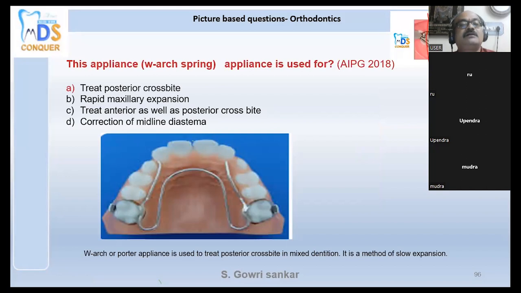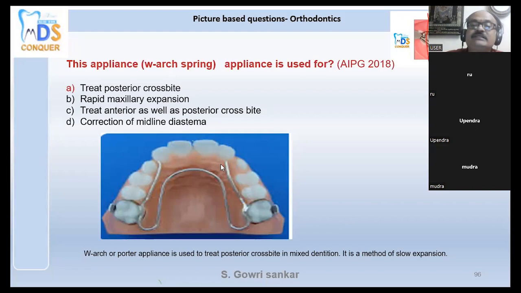First of all, this is called the W appliance, as the name says. What is it used for? Yes, but he has not given expansion of the arch. It is used only to treat the posterior crossbite, that too in early permanent dentition or late mixed dentition. It is a fixed type of one. Yes, very good. Once they are given, what is the purpose of this?